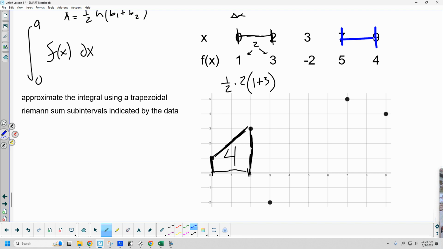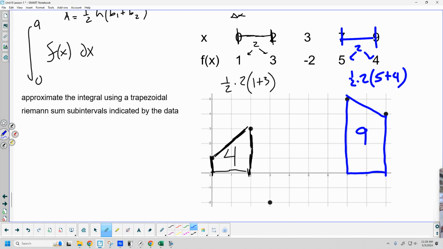It is just 9. Why don't you just do the triangle? Just stop. Stop. It's 9 because 1/2 times 2 times 5 plus 4. The 1 after the 2 go away. The 5 plus the 4 is the 9. Stop. Okay.